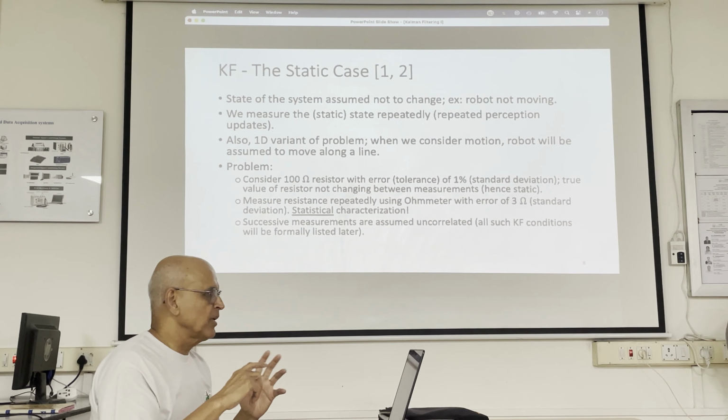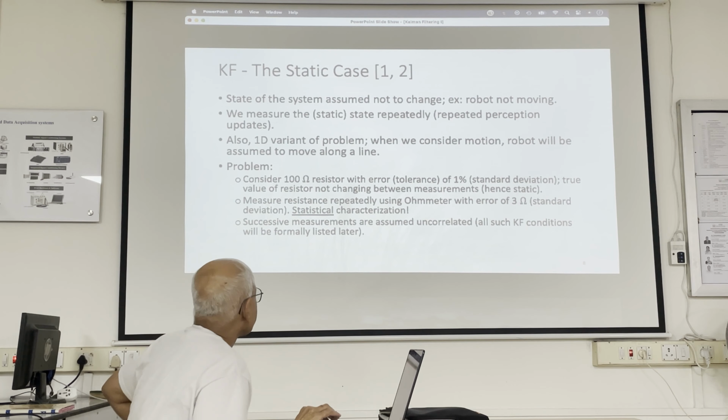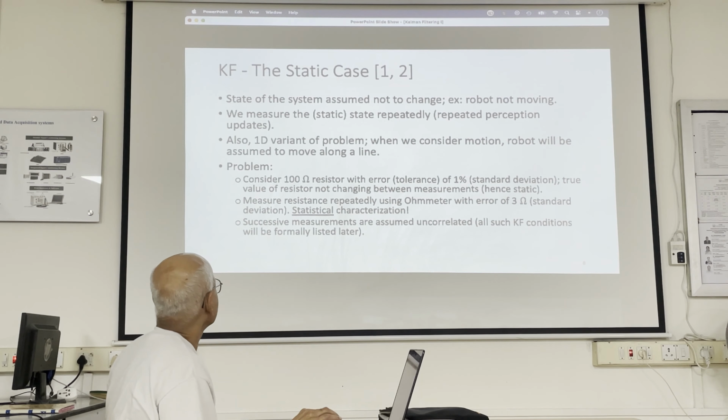So now we're just going to be looking up, looking up, looking up, the robot is not moving, right? And then we see how to treat those equations. So we measure the static state repeatedly, and that's equal to repeated perception. Look up, that's called perception, because you look up and say, okay, McDonald's, right? So that's called perception. So repeated perception updates.